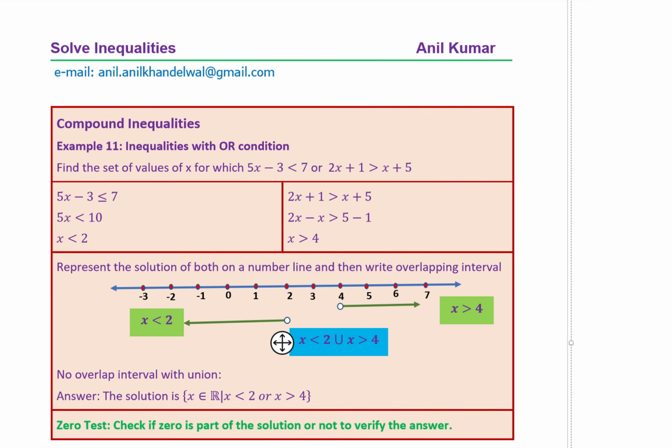Now let's take one more, but this time with OR condition. Okay, so the condition here is OR. The question is, find the set of values of x for which these two inequalities, 5x minus 3 is less than 7 and 2x plus 1 is greater than x plus 5, should be solved with an OR condition.